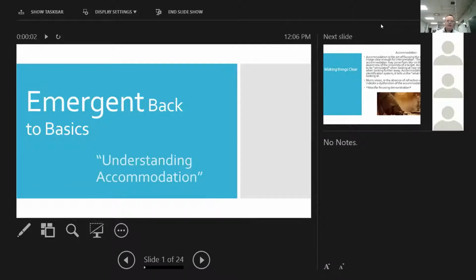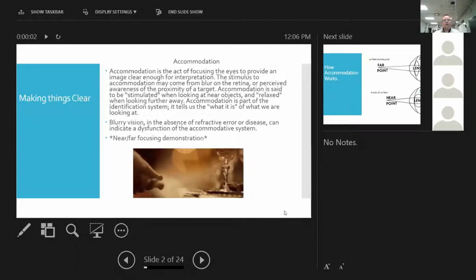So as we go through these different slides and as we go through some of the different activities, we'll kind of discuss them. I really hate when people just read everything that is on a slide, but it is kind of hard to know what people are reading and what people are listening to. So technically, accommodation is the act of focusing the eyes to provide an image clear enough for interpretation, okay?